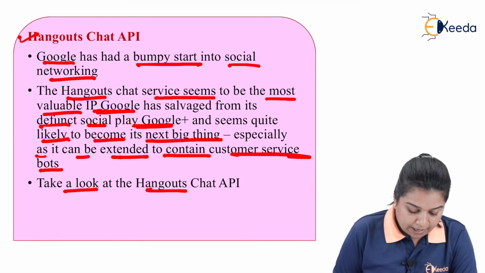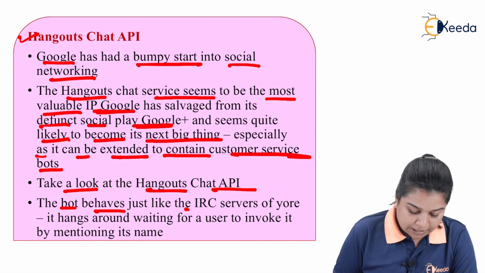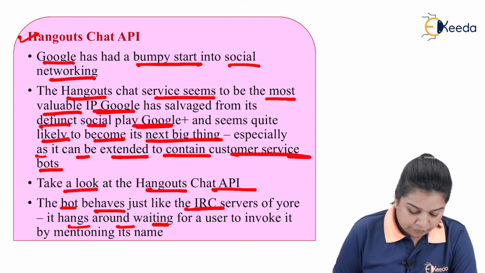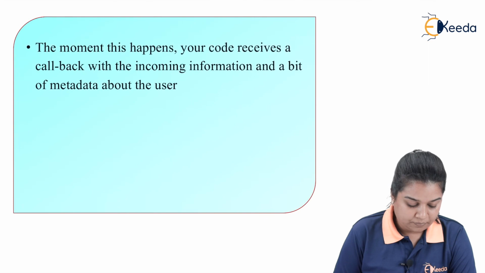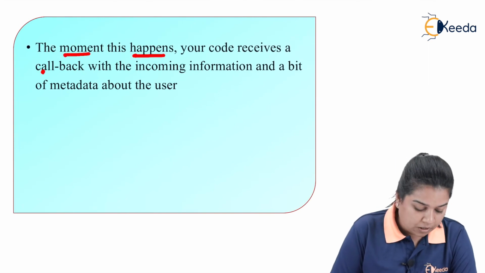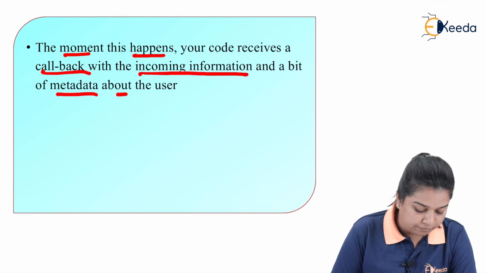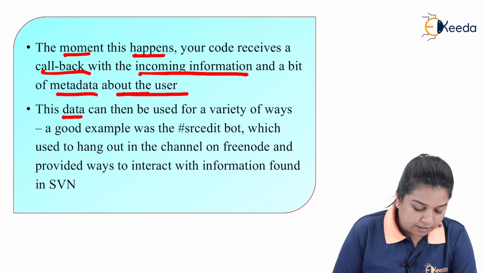Take a look at the Hangout Chat API. The bot behaves just like the IRC bots of yore. It hangs around waiting for a user to invoke it by mentioning its name. The moment this happens, your code receives a callback with the incoming information and a bit of metadata about the user. This data can then be used in a variety of ways.